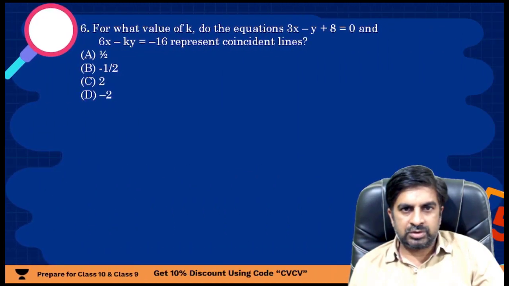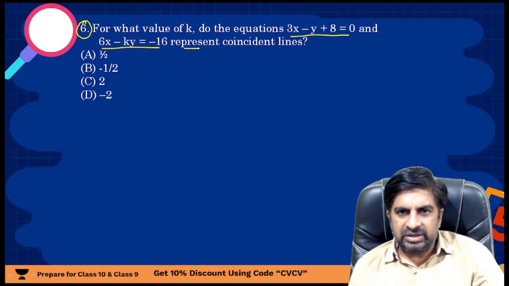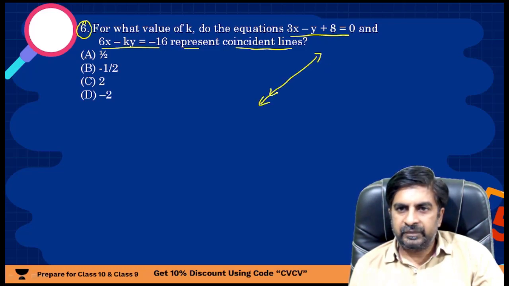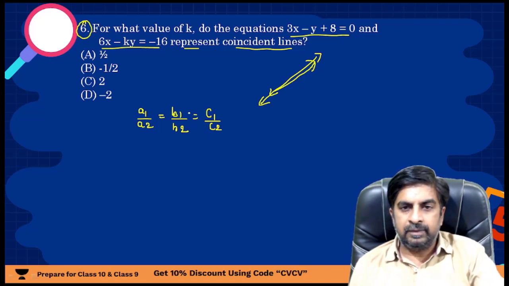Moving towards the next question, question number 6. For what value of k do the equations represent coincident lines? Coincident lines means two lines having the same track, and this condition holds when a1 upon a2 is equal to b1 upon b2 is equal to c1 upon c2. Only in this condition can we say that we will get coincident lines.